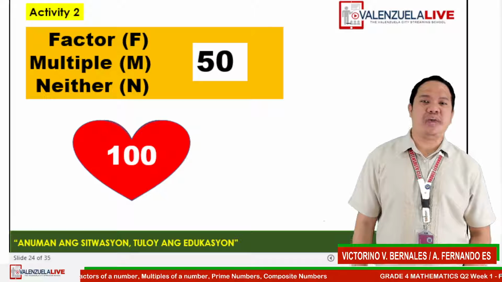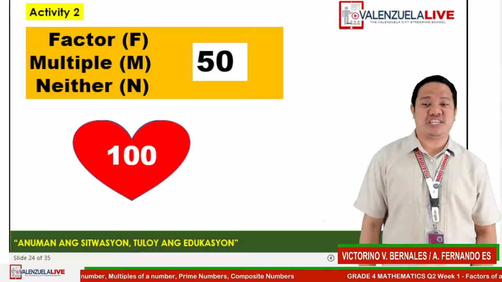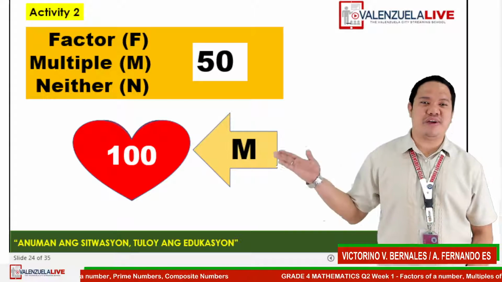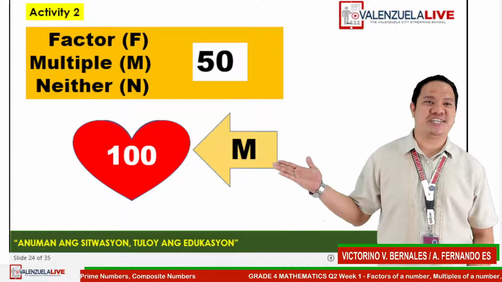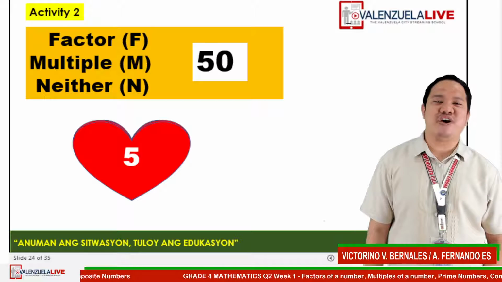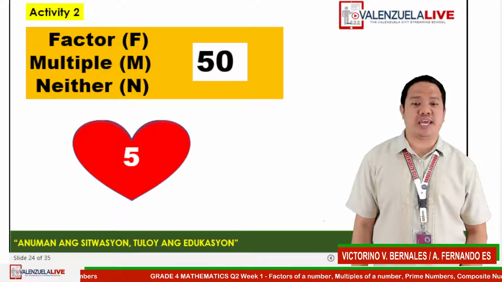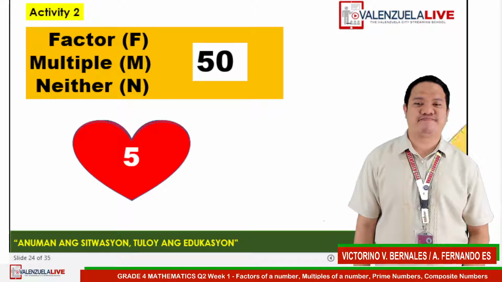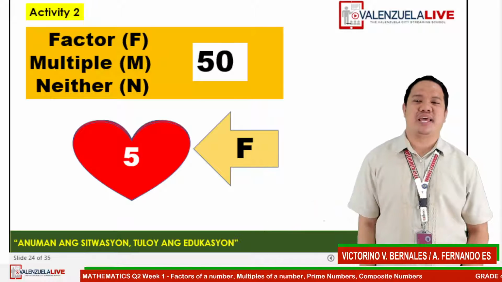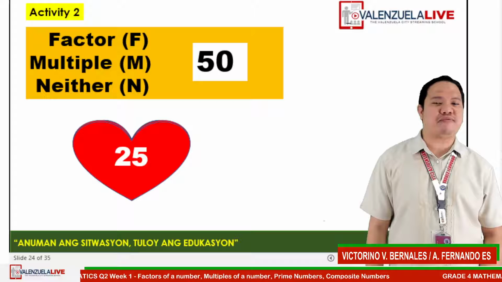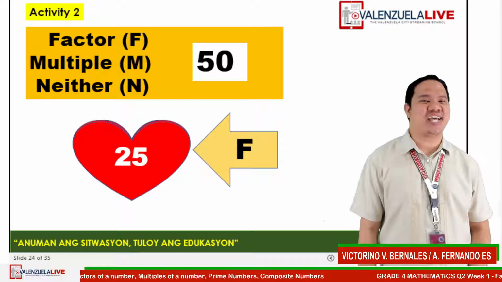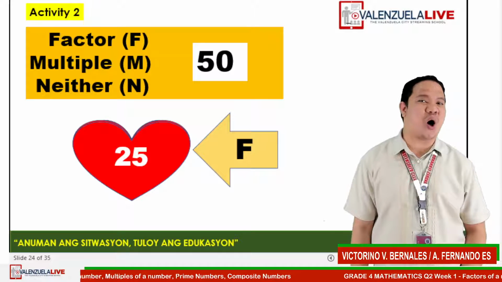Next, we have 100. Is it a factor, a multiple, or neither? Very good. The correct answer is multiple. Next, we have 5. Is 5 a factor of 50, a multiple, or neither? Correct. The answer is F. That is a factor. Next, is 25 a factor, a multiple, or neither? Correct. The answer is F, because that is a factor of 50.